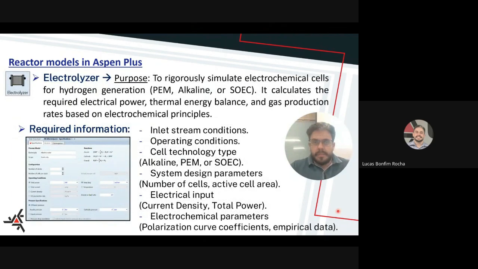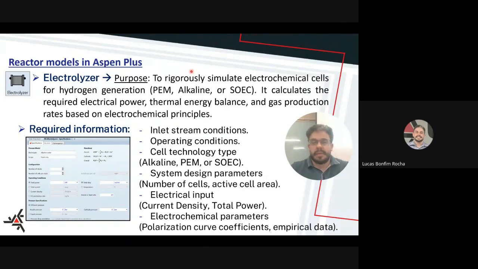And finally here, we are going to understand the purpose of using the electrolyzer model, as we have discussed. It's used only for producing hydrogen normally. It was added to Aspen Plus only in the most recent versions, and it's used to rigorously simulate electrochemical cells for hydrogen generation, considering different technologies of electrolyzers.